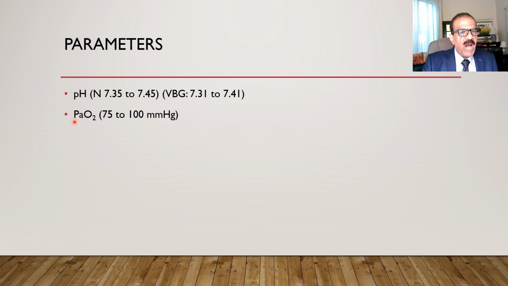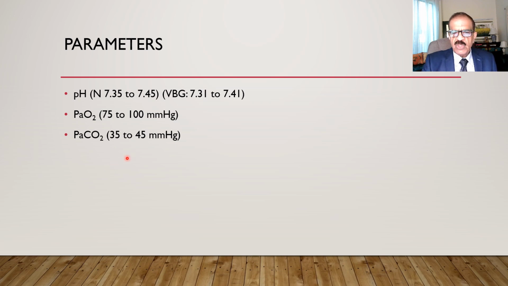PaO2, this is partial pressure of oxygen in arterial blood, and the range is 75 to 100. Healthy people would have their PaO2 close to 100. Then PaCO2 is partial pressure of carbon dioxide in arterial blood, and this should be between 35 to 45 millimeter of mercury. Any rise would mean respiratory insufficiency, and any reduction would mean that the patient is hyperventilating.